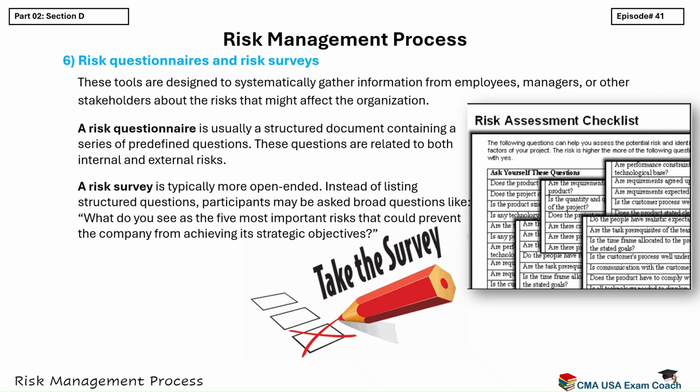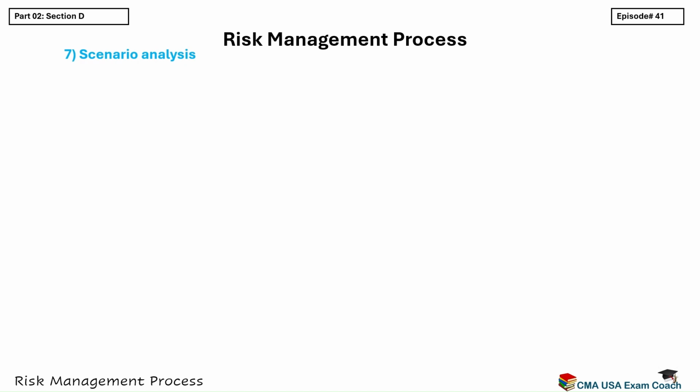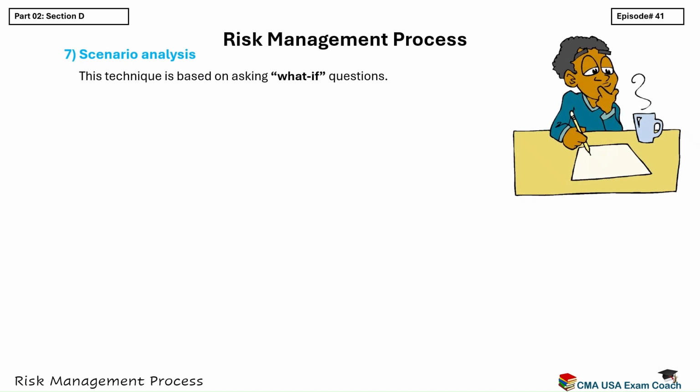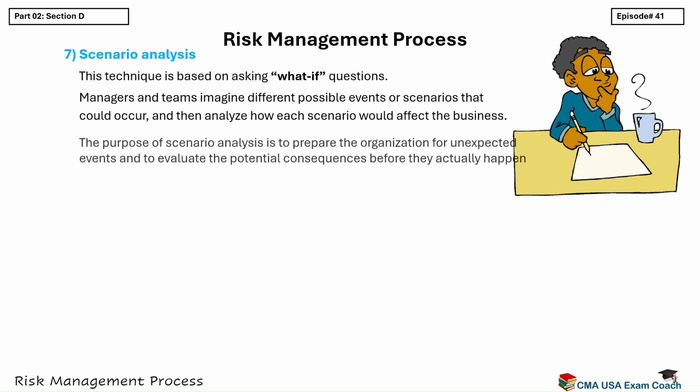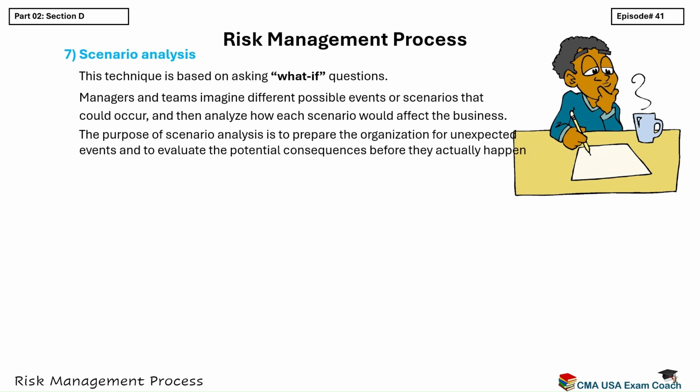The seventh method of risk identification is scenario analysis. This technique is based on asking what-if questions. Managers and teams imagine different possible events or scenarios that could occur, and then analyze how each scenario would affect the business. The purpose of scenario analysis is to prepare the organization for unexpected events and to evaluate the potential consequences before they actually happen. By doing this, management can plan in advance and reduce the impact if the scenario becomes reality.